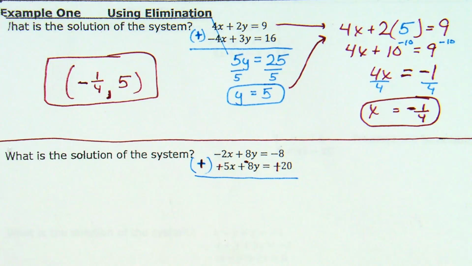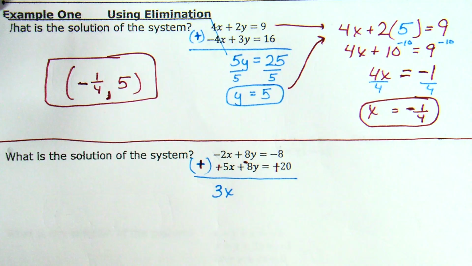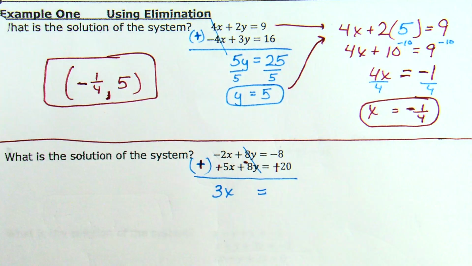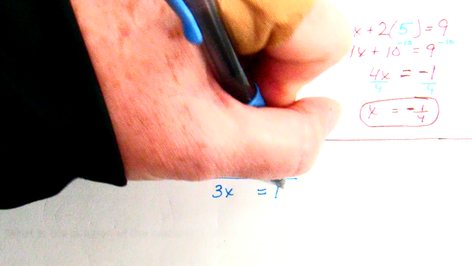So, what do we have here? Negative 2x plus 5x. 3x. 8y plus negative 8y. Cancel. Negative 8 plus 20. 12. If you did it slightly different than me, are you at the same place? Yeah. That's the key. If 3x equals 12, then what? Divide by 3, and x is 4.